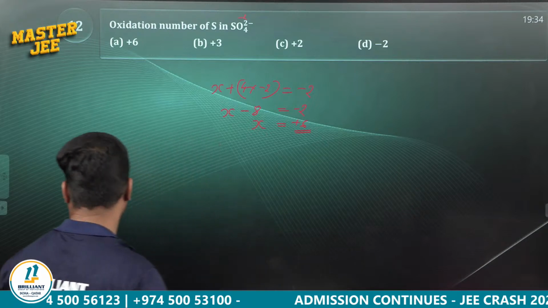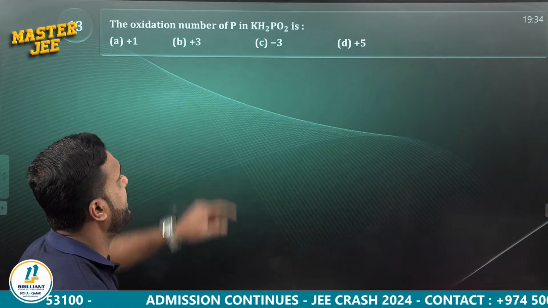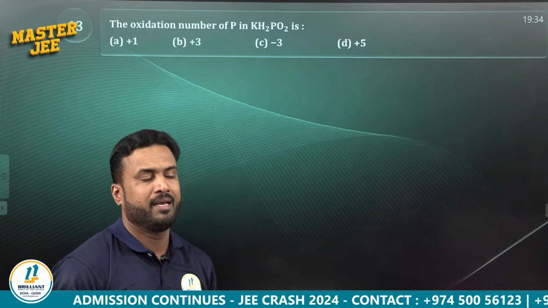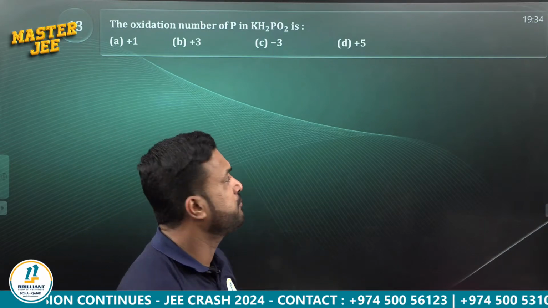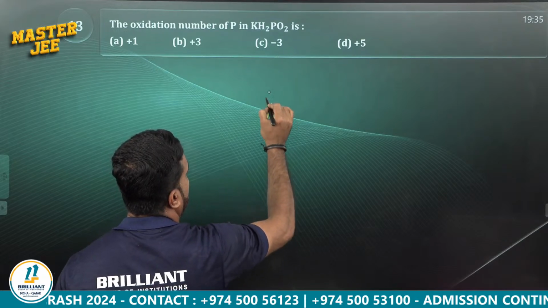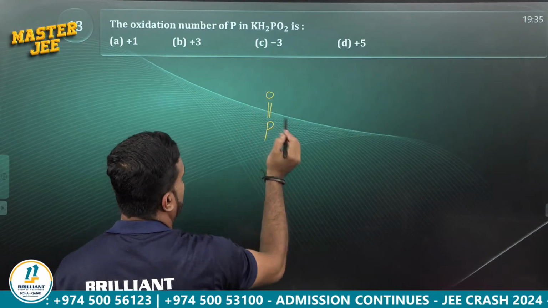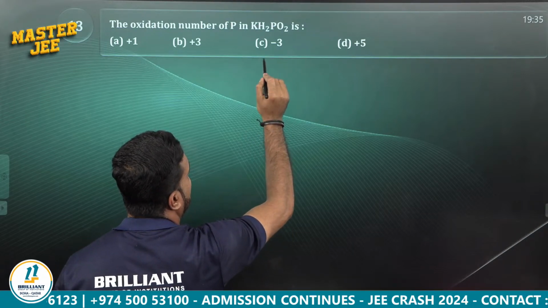Next one, question number 30. The oxidation number of phosphorus in KH2PO2. You know that one, it's called hypophosphite, H2PO2. Even then, phosphorus will come like this: P double bond O, and here it will be double bond O, and two hydrogens will come again.